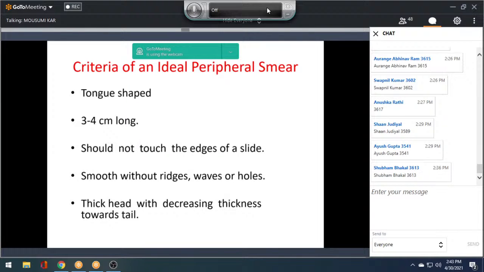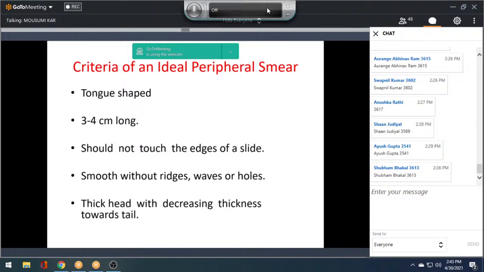So the criteria of an ideal peripheral smear: it should be tongue-shaped, 3 to 4 centimeters long. It should not touch the edges of the slide. It should be smooth, without any holes or any veils. And the parts: there is first the head, body, and tail. The head will be the thickest part, and the tail will be the least thick.